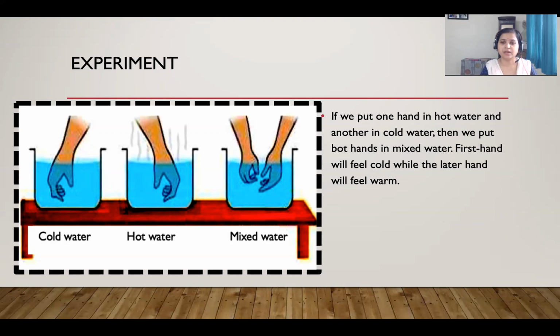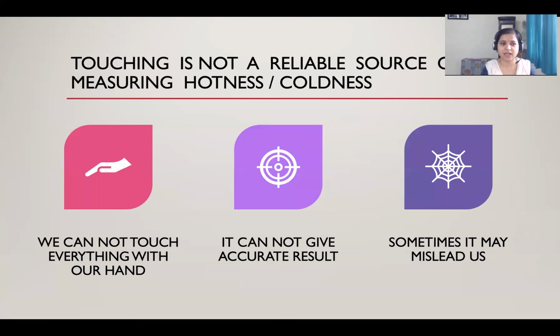Understood? So touching is not a reliable source of measuring hotness and coldness. Why? Because we cannot touch everything with our hand and it cannot give us the accurate result. And sometimes it may mislead us, as in the previous case, different feelings for the different hands in the same kind of water. Now you understood.